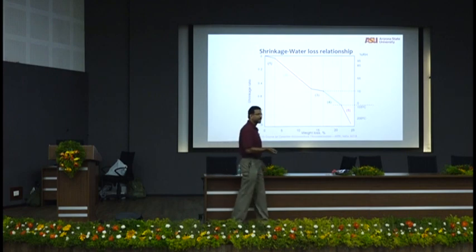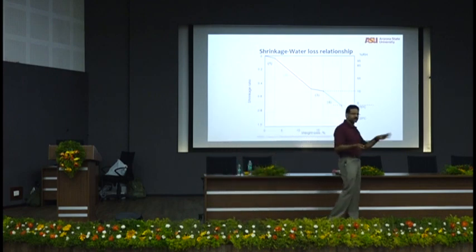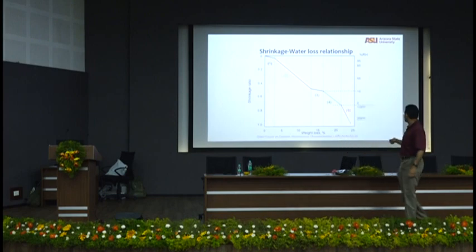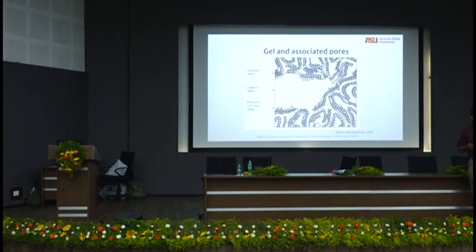When I say 0% RH, it's the water in the capillaries basically. I'm not considering the gel pores here. Gel shrinkage is a different story. We'll just do capillaries. And then if you heat it further, you get a massive loss of water. So all of you have some idea about this curve now? Okay. You remember this picture?